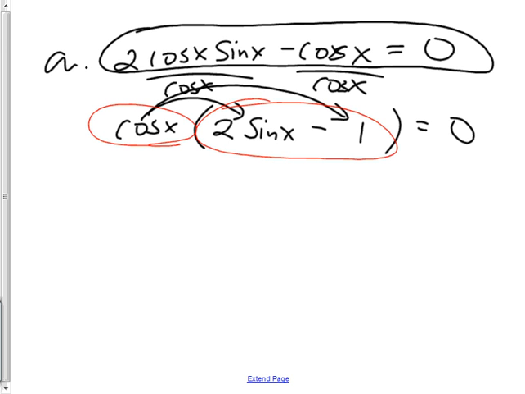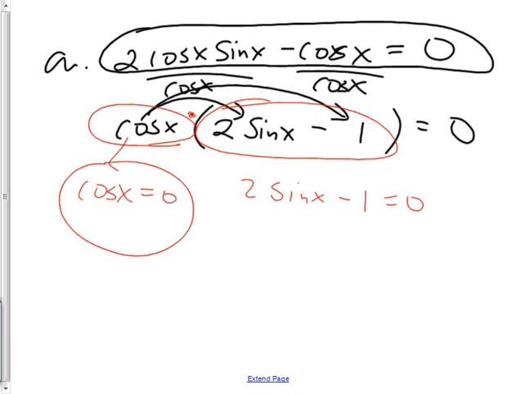So what? If you've got it factored, then this could equal 0, or that could equal 0. That's called the zero product property, because it's a product of two things being multiplied. This part could equal 0, cosine x equals 0, or this part could equal 0, 2 sine x minus 1 equals 0. Then you solve them down. That one's already solved down. That's going to be simple.